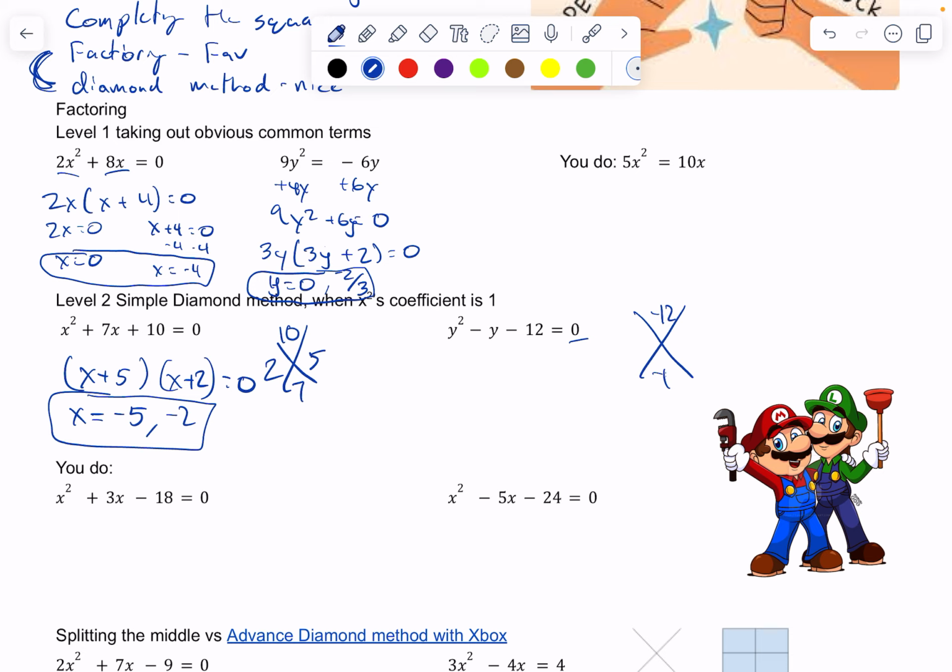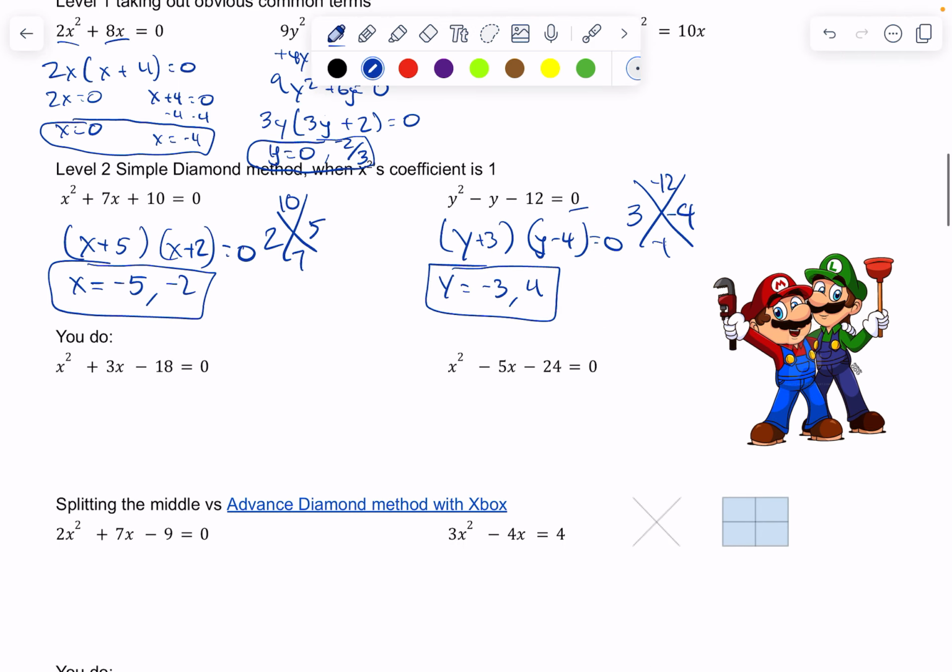So what two numbers, very close numbers, multiplied together get 12? 3 and 4. Which one's going to be negative? The negative 4. So that way 3 plus negative 4 gives me negative 1. Put that into, this is not x, these are y's. Y plus 3, y minus 4 equals 0. Then I have y equals negative 3, 4. Done and done.